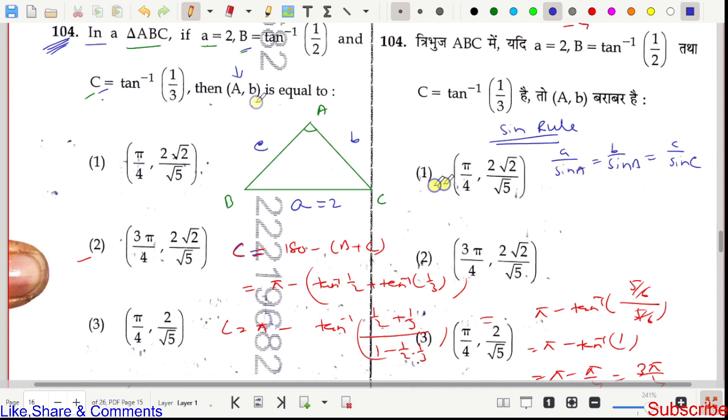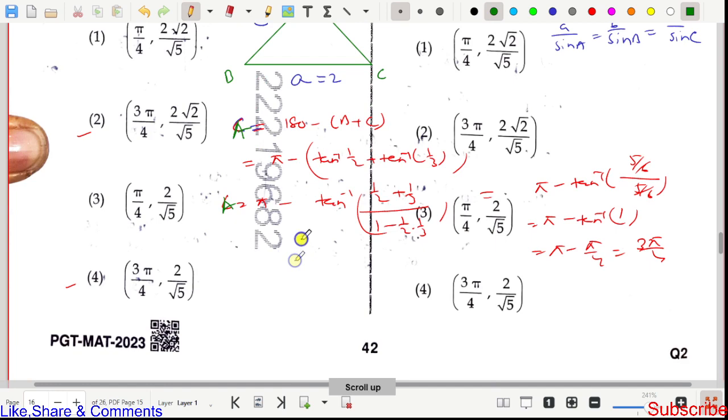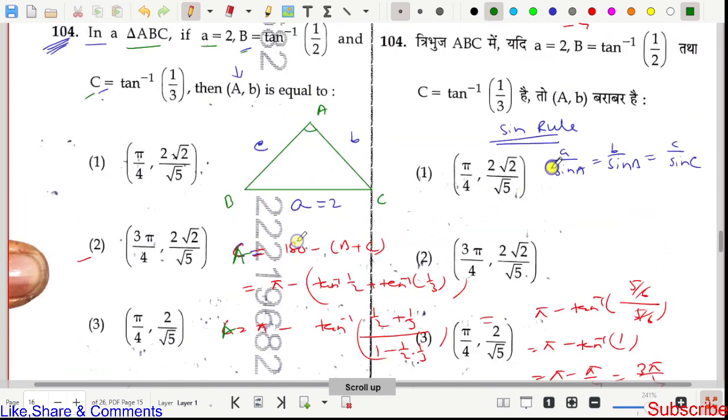Now which two do we have to take? Angle A is given. Sorry, I made a mistake somewhere. I have written C by mistake; this is angle A. So A by sine A equals B by sine B. We have to find this B, so the B angle is needed. Here the A value is given, so we will take this 2, since C is not given.